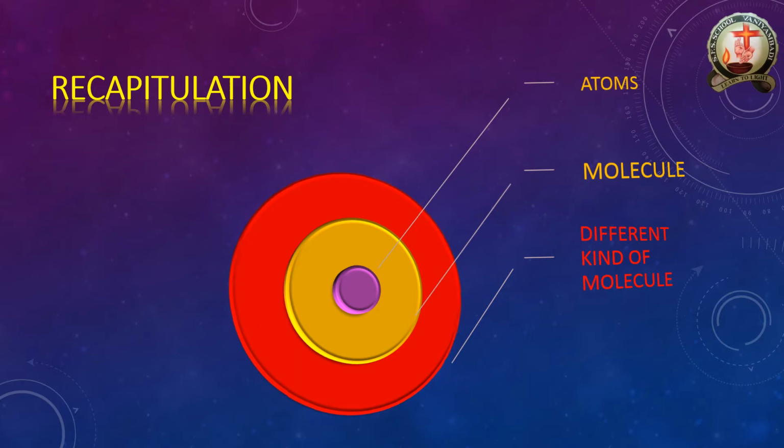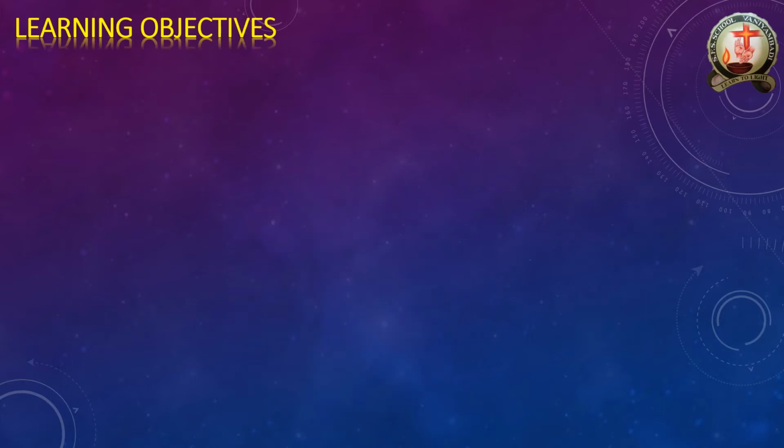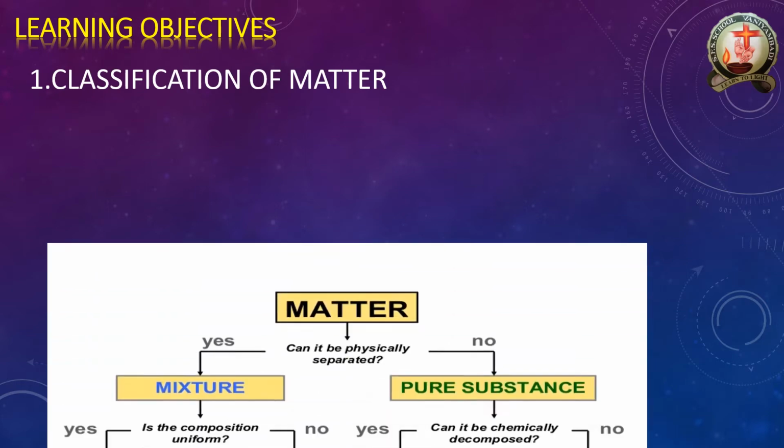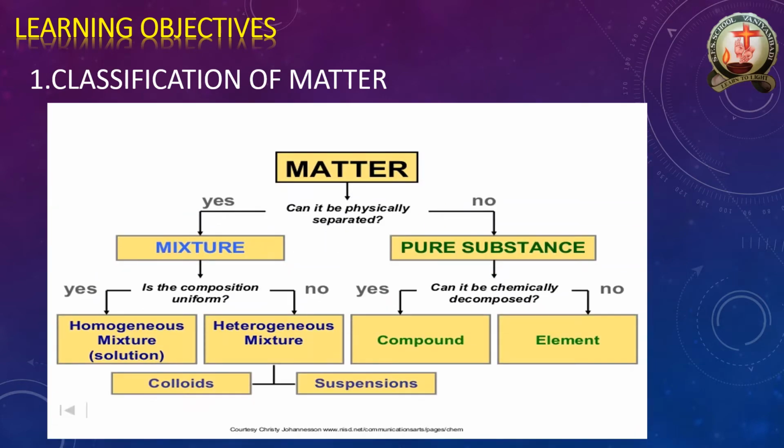Now we are going to see that today's lesson learning objective is the classification of matter. First, matter is classified into two types: one is mixture and the other is pure substances. I have already explained this.